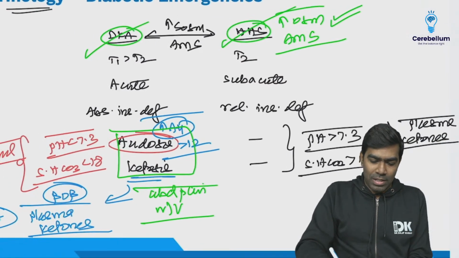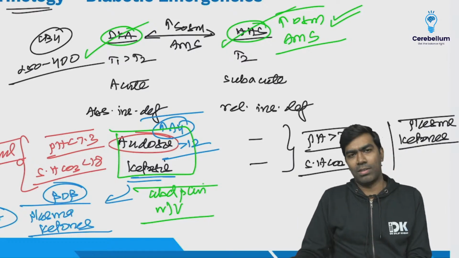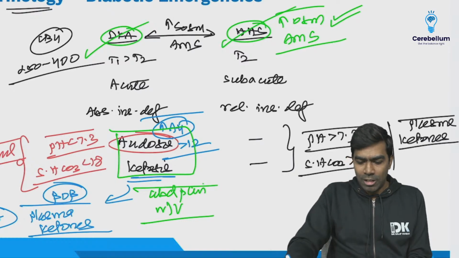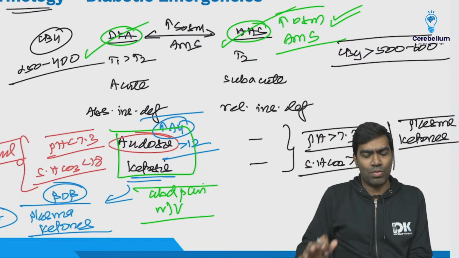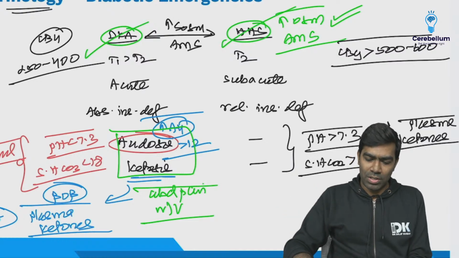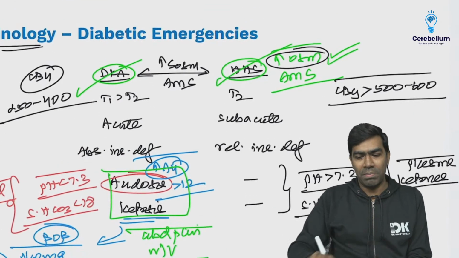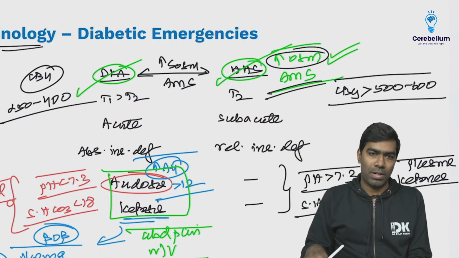And what will be the CBG? Generally in diabetic ketoacidosis, the capillary blood glucose will be somewhere around 250 to 400. This is the usual CBG that you will see most commonly. But in HHS, the capillary blood glucose will be more than 500 to 600 most of the times. Very, very high levels of sugar. That's typical of HHS. Because of very high sugars, the glucose will increase the serum osmolality. Patient will enter altered mental status. That's how the patient is going to be brought to the hospital.